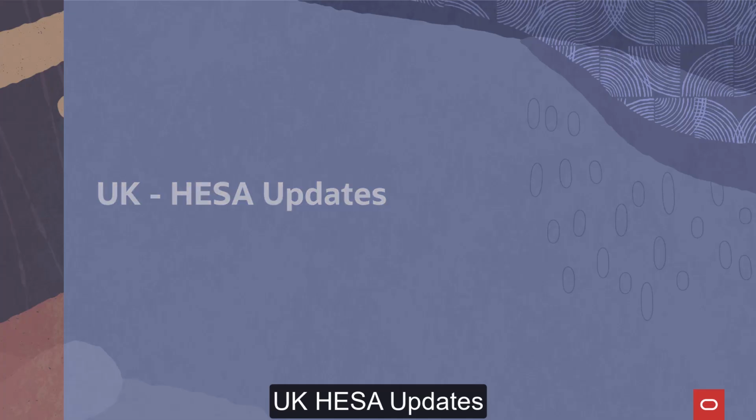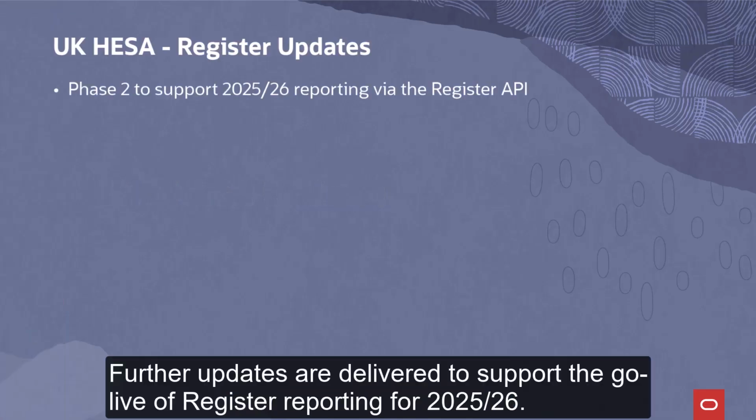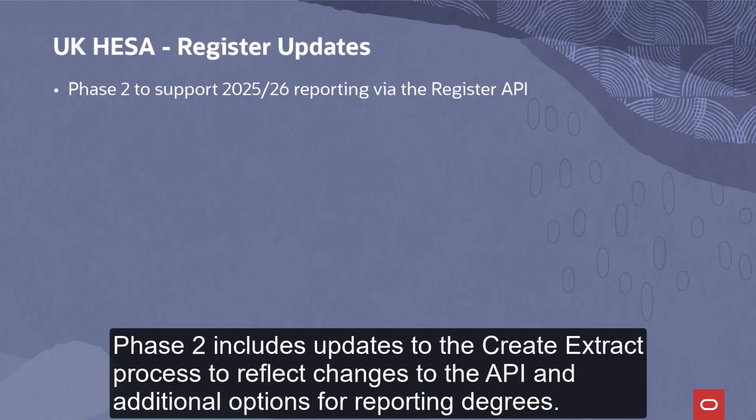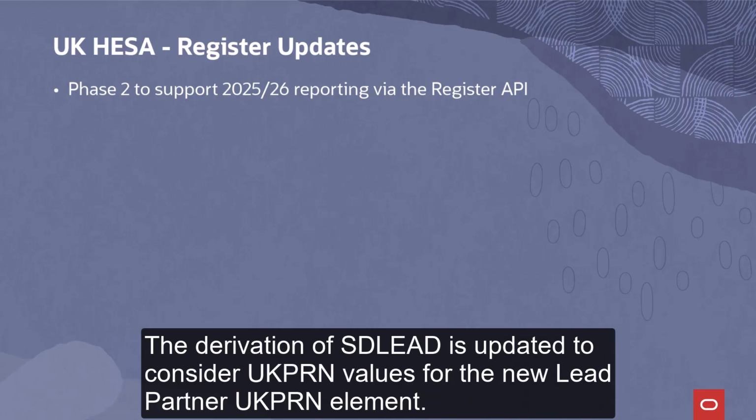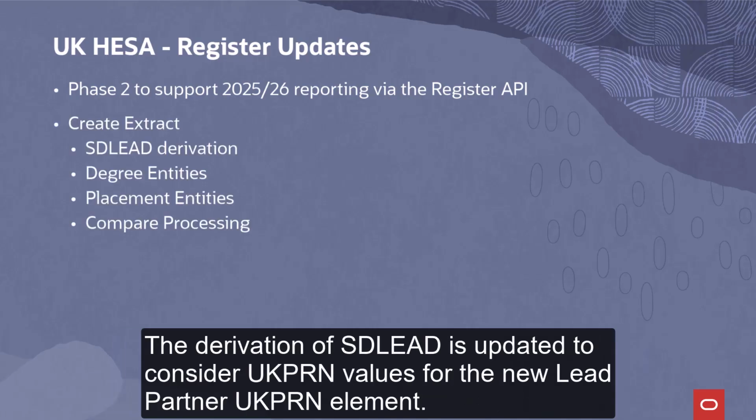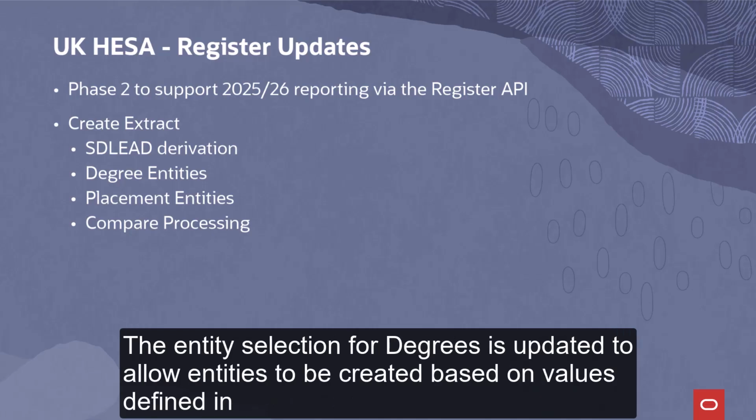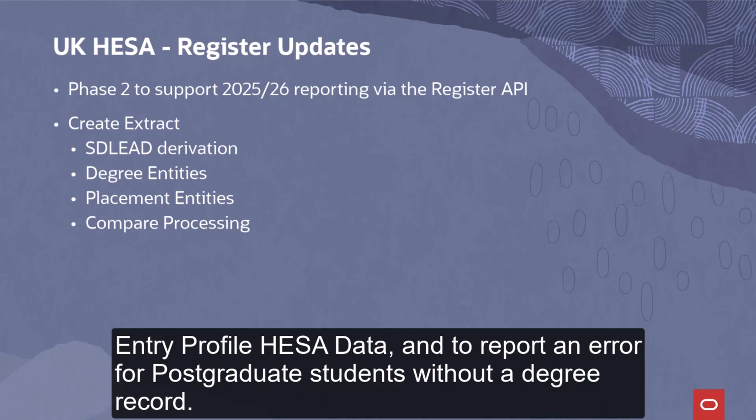UK HESA updates. Further updates are delivered to support the Go Live of Register reporting for 2025-26. Phase 2 includes updates to the Create Extract process to reflect changes to the API and additional options for reporting degrees. The derivation of SD LEAD is updated to consider UK PRN values for the new Lead Partner UK PRN element. The entity selection for degrees is updated to allow entities to be created based on values defined in Entry Profile HESA data, and to report an error for postgraduate students without a degree record.